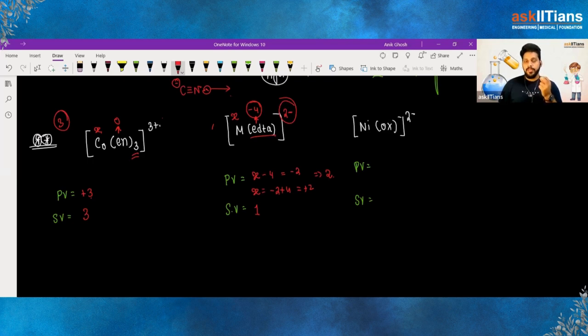Okay. For this question, this molecule, the primary valency over here is coming as, for nickel, you can see that it is, okay, Ni, it is X. Achha, oxalate, guys, oxalate, it's a -2. -2 system, right? So X -2 is equal to -2. So X is 0. So the nickel over here is 0. What about the secondary valency? Over here is 1. That's your answer.